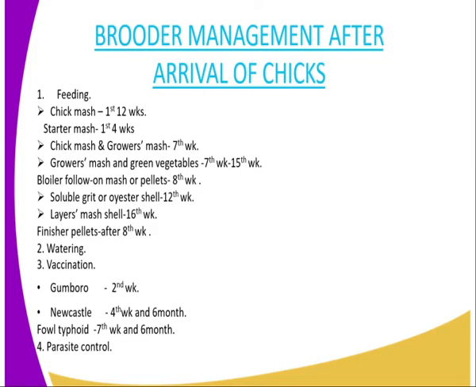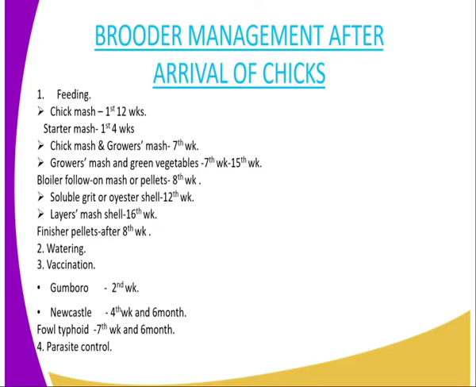Then you're supposed to carry out vaccination for the diseases, because some diseases are very common in poultry. For example, we have Gumboro, that is on the second week. You're supposed to vaccinate all the chicks against Gumboro in the second week. Then we have the second disease, Newcastle. You're supposed to vaccinate against Newcastle on the fourth week and at 6 months. Then fowl typhoid, they are supposed to be vaccinated on the 7th week, and you repeat again at 6 months. After that, every 6 months you will be vaccinating against Newcastle and fowl typhoid.